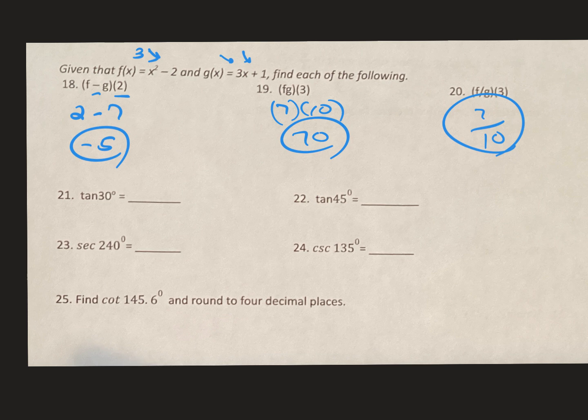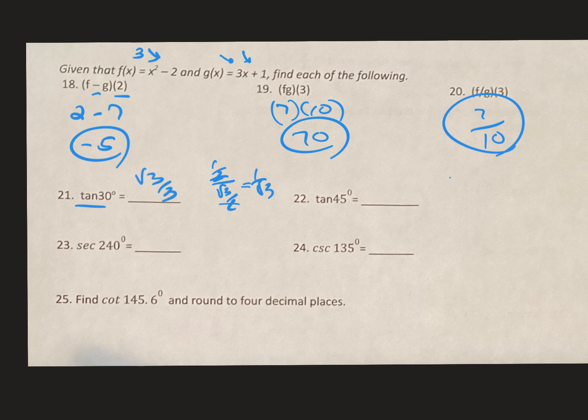Okay, 21 through 24. Here we go. Tangent 30. You can use your fingers if you need to. Tangent is sine over cosine, or y over x. Tangent 30 degrees would be the sine of 30 degrees, which is a half, over the cosine, which is square root of 3 over 2. Those cancel. You get 1 over the square root of 3. And if you fix that, you get square root of 3 over 3.